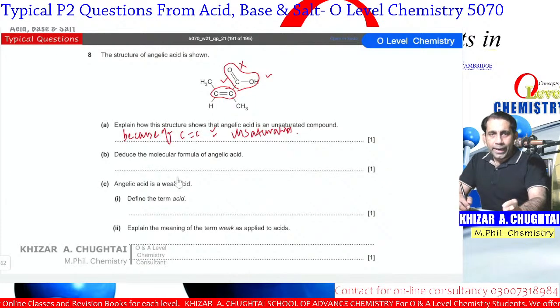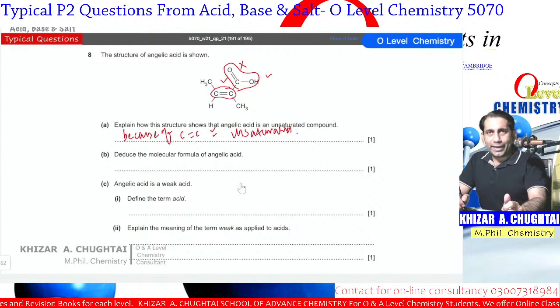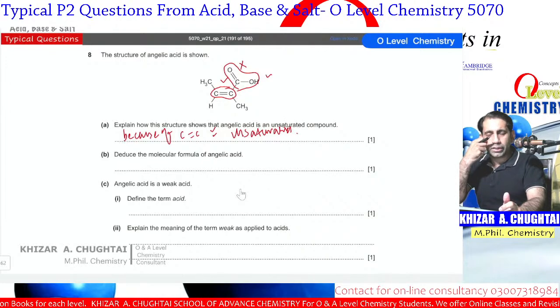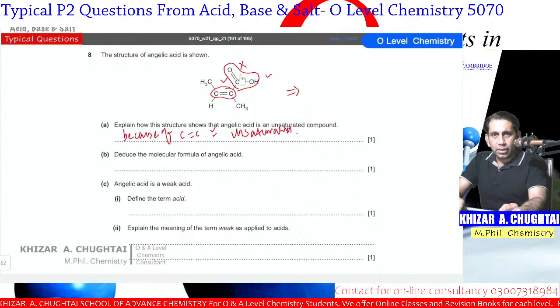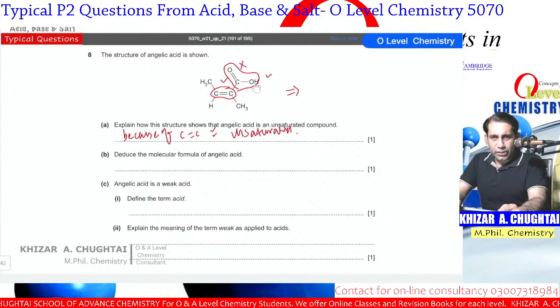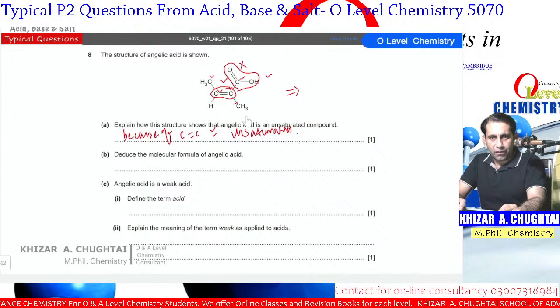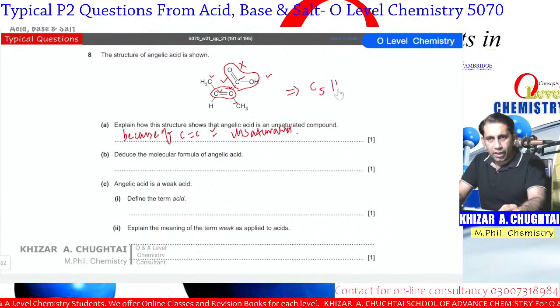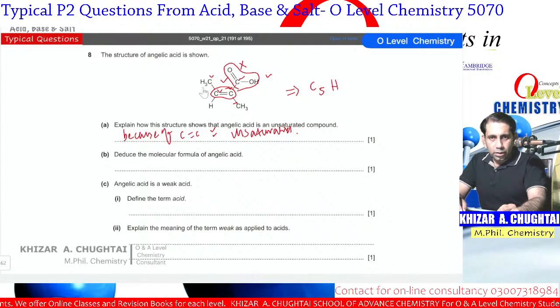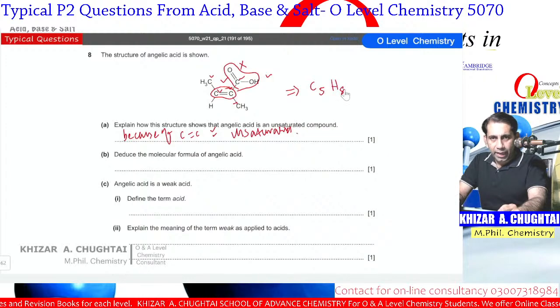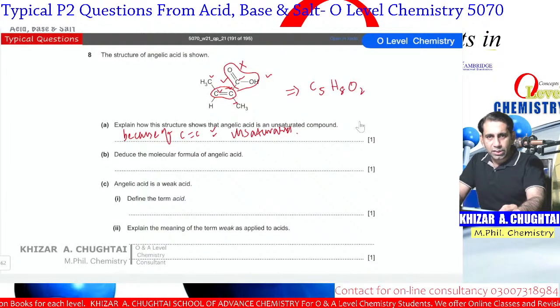Deduce the molecular formula of angelic acid. Once again, that's not part of the acid-base reaction. However, it's a part of the examination. Count the carbons. First of all, 1, 2, 3, 4, and 5, if I'm not wrong. Write C5. Then count the hydrogens: 1, 2, 3, 4, 5 plus 3, that is 8, and 2 oxygens are there.